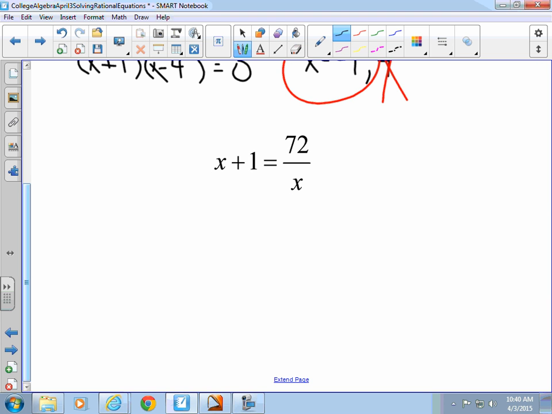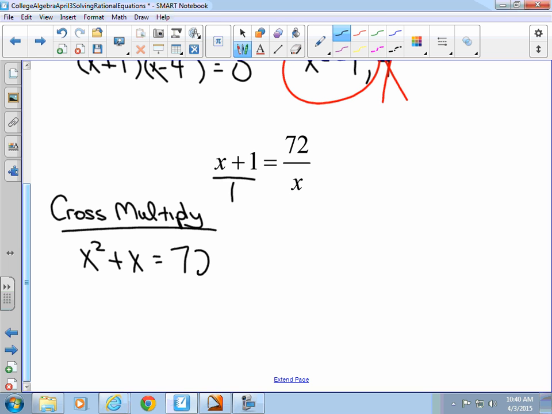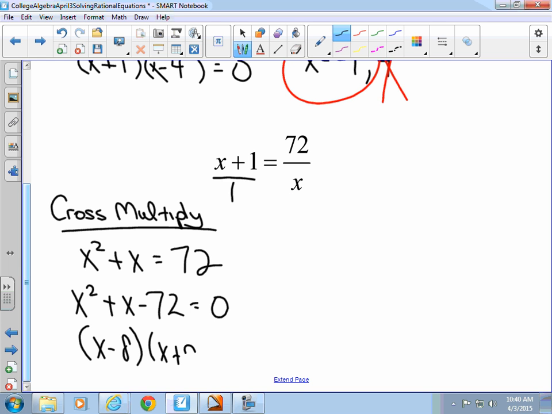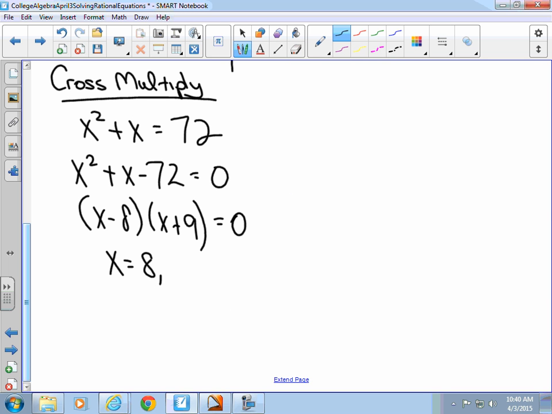This one, what is this denominator? 1. So if I do cross multiplication, right, x squared plus x equals 72. And we didn't write it down, but mental note, what's the only thing that x can't be? 0. Neither one of those things are 0. So I get 8 and negative 9. So that's how you would work that one with cross multiplication.